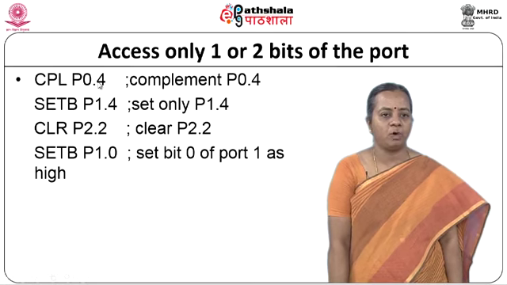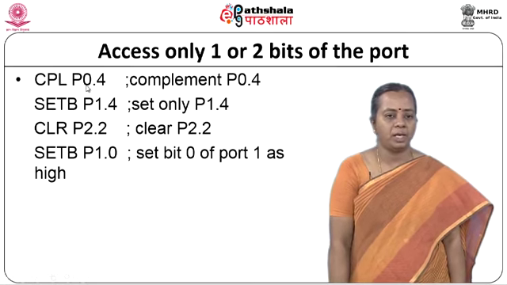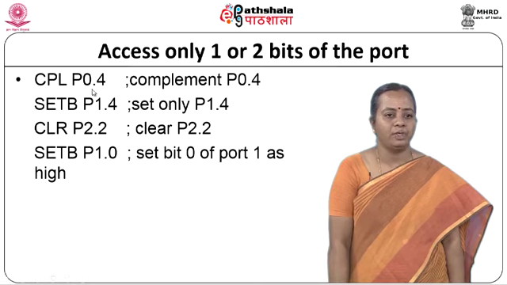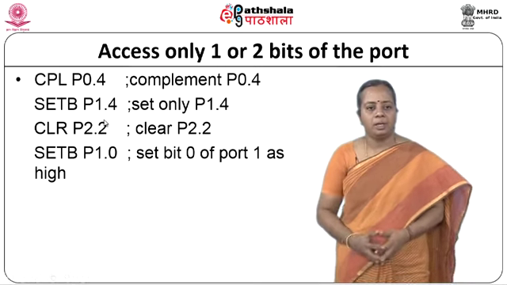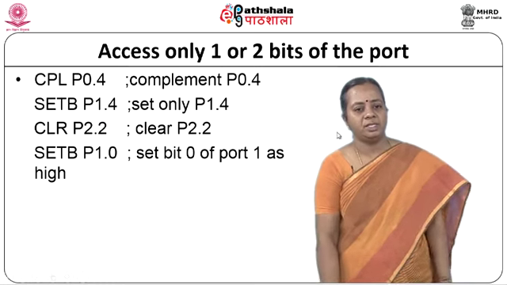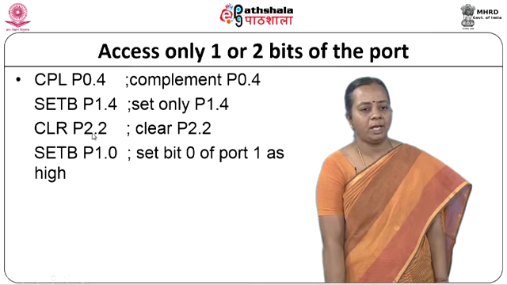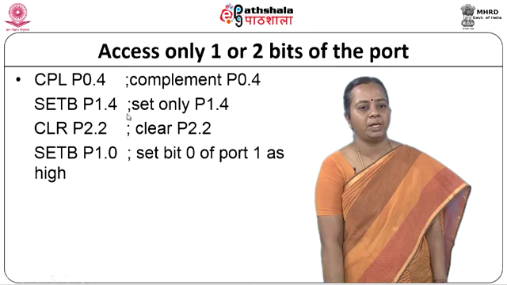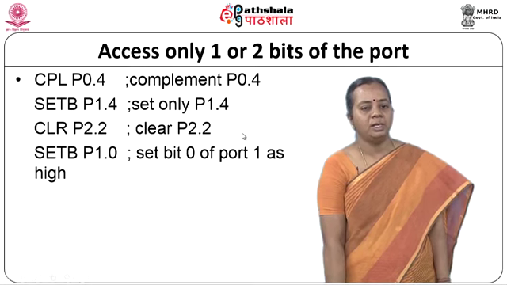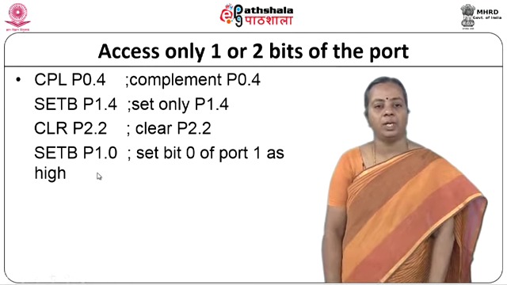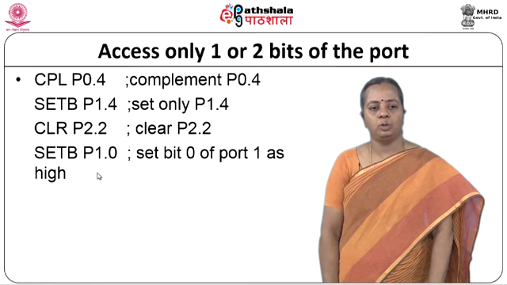CPL P0.4 tells you that port 0, pin 4 is complemented. If it is 0, it goes to 1. If it is 1, it goes to 0. SETB P1.4 says that the P1.4 pin is getting set, that is equal to 1. CLR P2.2 clears that particular pin. Whatever the content was, 0 is sent to P2.2. SETB P1.0 sets the P1.0 bit as 1, that means high. So this is how we operate pin-wise through opcodes.